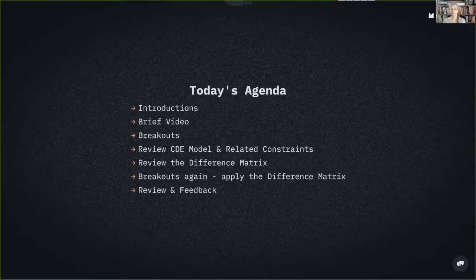I'm going to share my screen. For today, we're going to do introductions in a moment. There's a brief video that we're going to watch, and I'm going to do some framing, which fits into all of that. And then we will put you into breakout sessions. And then we're going to review the CDE model and related constraints and review the difference matrix. Both of these things we introduced in our session last month, and the CDE model we actually introduced even before that, but it's all worth looking at again and again. So we're going to review them to get us all on the same page, and then we'll do another round of breakouts with the same group for longer, and then we'll have some review and feedback.